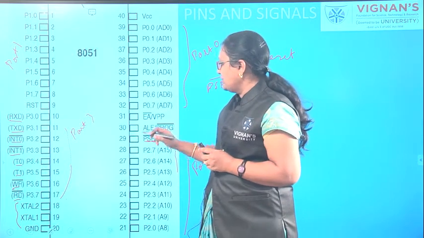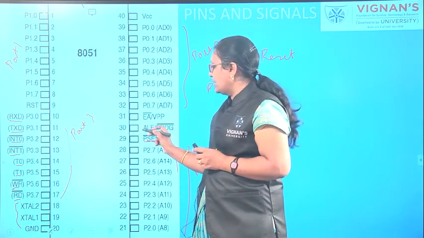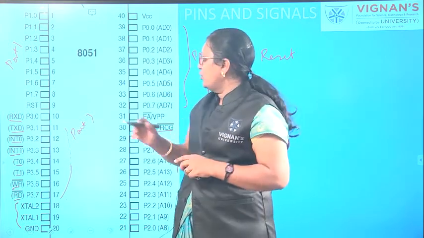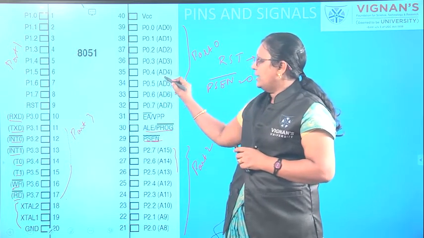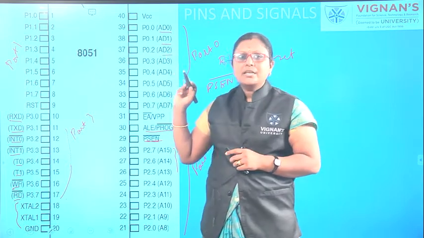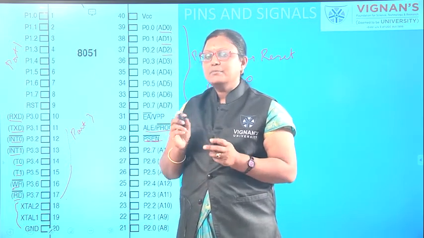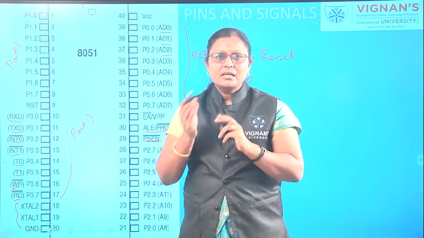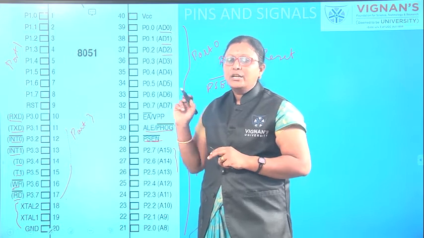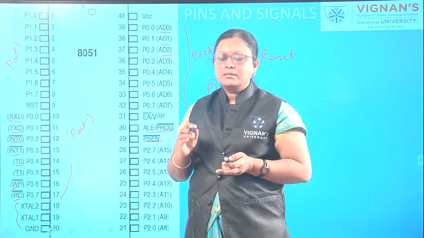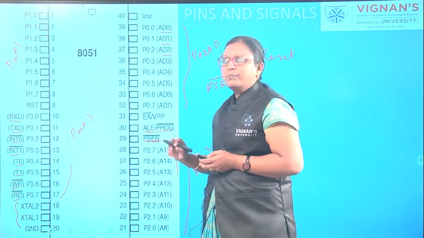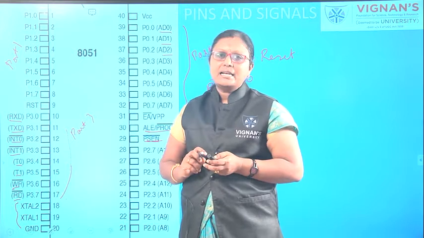Okay, then coming to pin number 30, it is address latch enable. Address latch enable in the sense that here in port 0 we can see AD0, AD1, AD2, right? These are called the multiplexing of both address as well as data signals. So when it is in the multiplexed stage, if you want to demultiplex any signals, for that purpose we are using pin number 30, called the address latch enable pin.